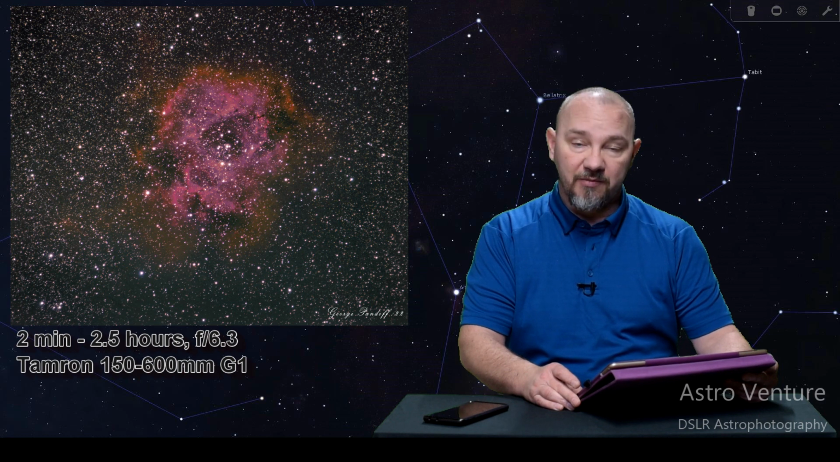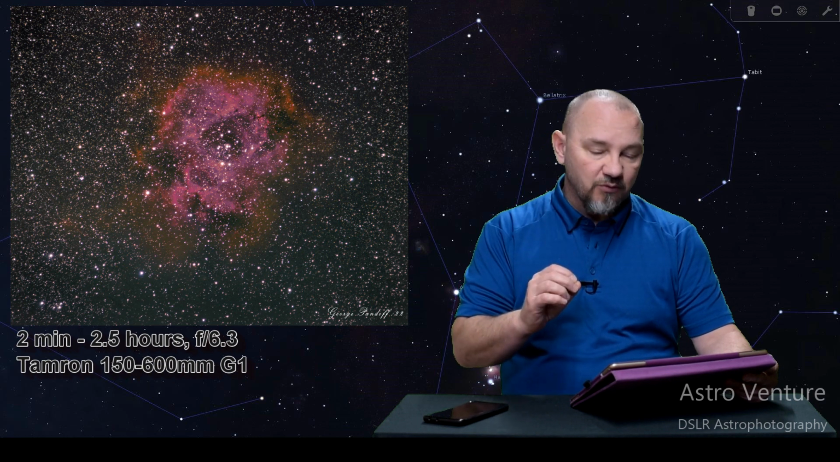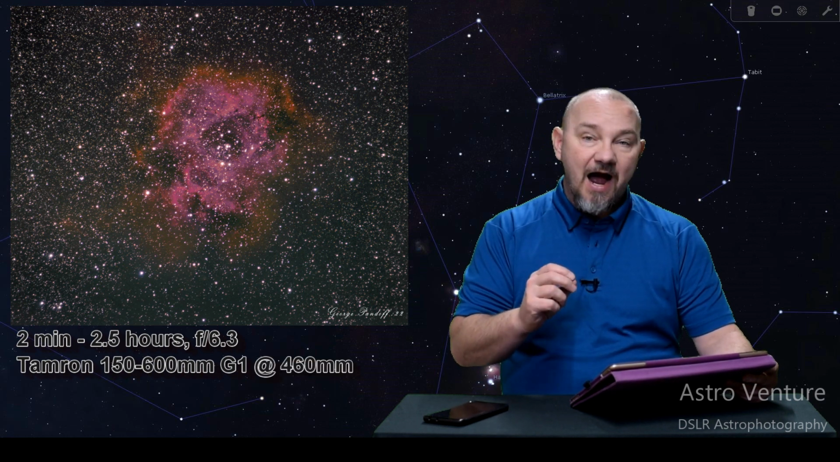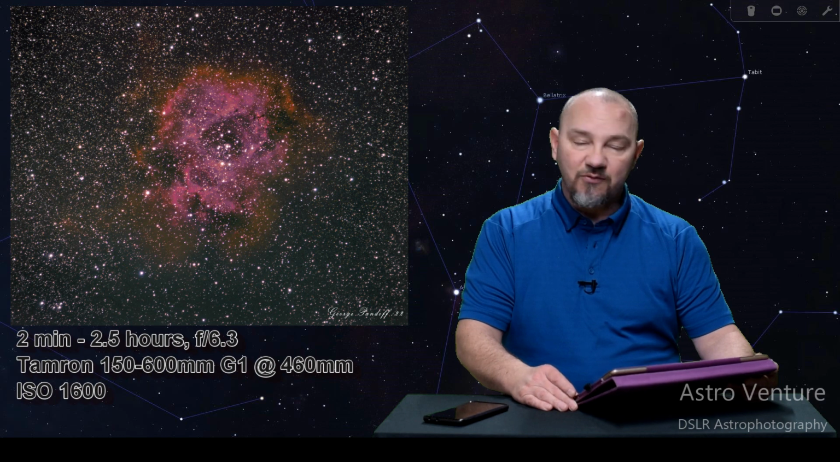This image here is the Rosette as I shot it, and to capture this image, I did 2-minute exposures for a total of 2.5 hours of stacked imagery. The aperture I was using was f/6.3, and that was shot with a Tamron 150 to 600 millimeter Generation 1, and the focal length at which I was shooting was 460 millimeters. The ISO that I had the camera set at was 1600, and the skies that I was shooting under were a Bortle class 6 approximately. It changes a little bit due to nearby cities, but overall we could call it a Bortle 6.